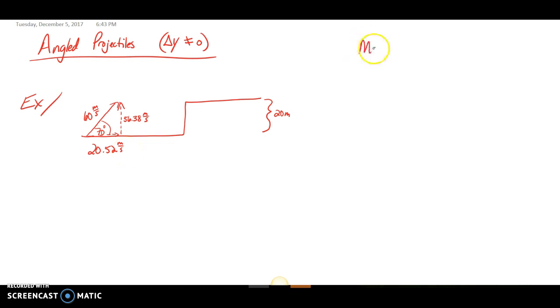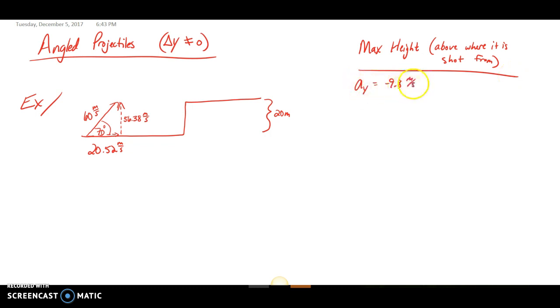First thing, let's figure out what is the maximum height that the projectile reaches above the surface it was shot from. Above where it is shot from. So we list our variables that we know. In the y direction, our acceleration is negative 9.8 meters per second squared. Our initial y velocity, 56.38 meters per second. At the maximum height, you know your final y velocity at that maximum height is 0.